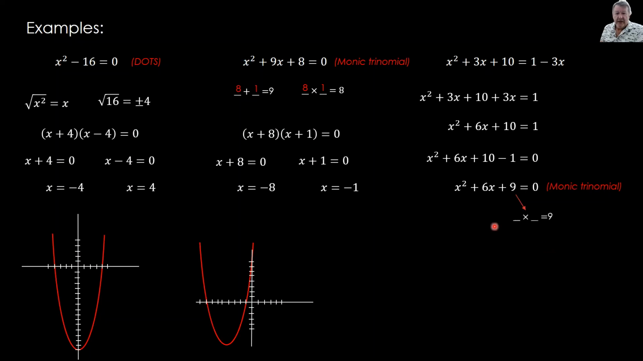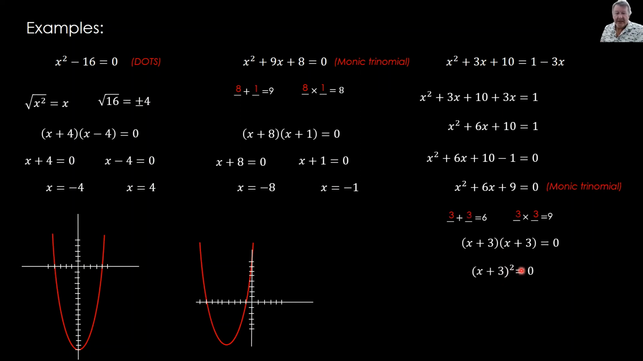Factors of 9 that will add to 6. Let's see, 1 times 9, 1 plus 9 won't get near 6. 2 doesn't go in. 3 times 3 is 9. 3 plus 3 is 6. 3 times 3, 3 plus 3, they are our factors. Great. So we write it, x plus 3, x plus 3. Now we've got 2 of them, 2 of the same thing, haven't we? That doesn't matter. We can rewrite that as x plus 3 squared.